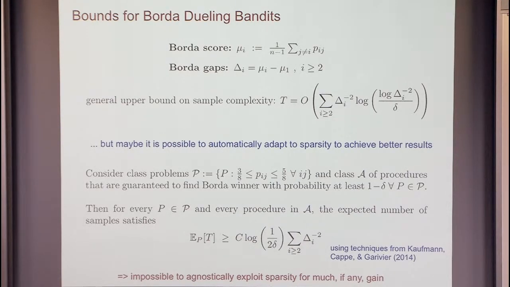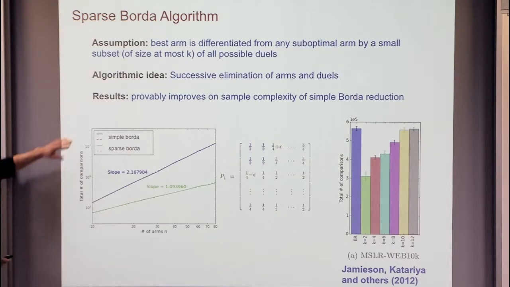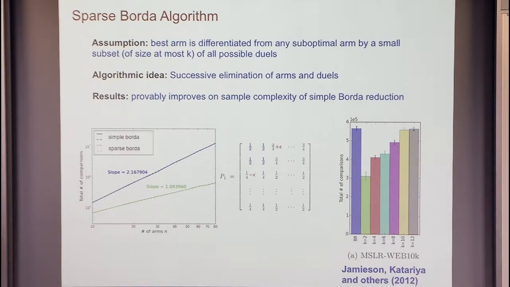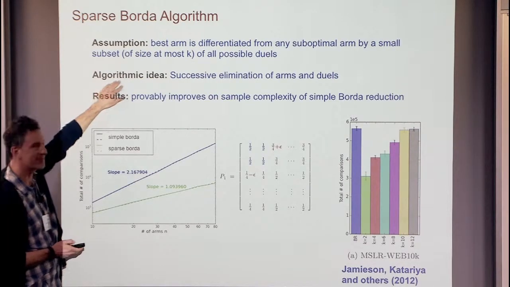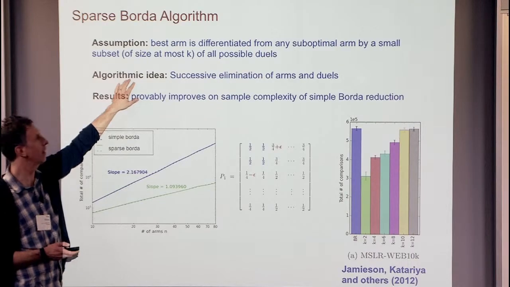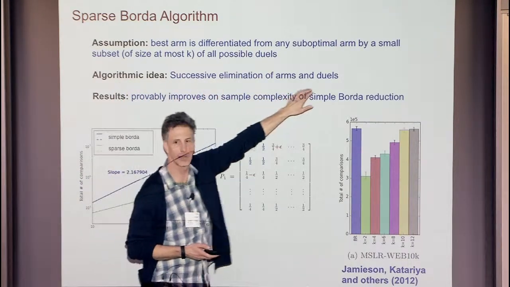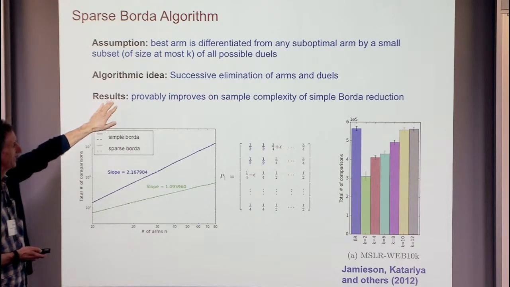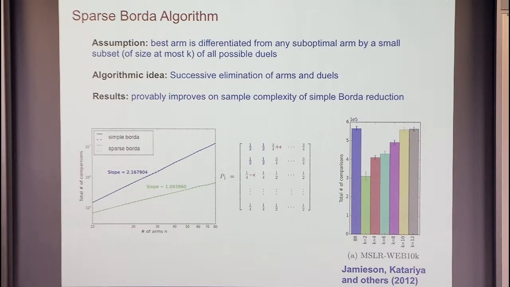But if you start off with an assumption of sparsity, you can do better. So what's the idea? Let's suppose that the best arm is differentiated from any suboptimal arm by a small subset of, say, at most k duels. Then the idea is like the successive elimination I was talking about, but instead of just eliminating arms, you also eliminate duels as you go. You start to focus in on those really discriminating duels. If you do that, you can prove you're able to improve on that basic Borda reduction under this sparsity assumption.